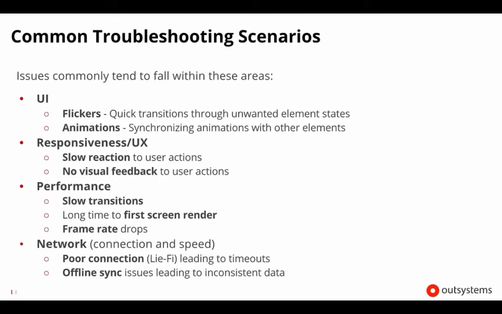Also, it's no surprise that the issues we come across in app development tend to fall within these very same areas. UI, we often run into flickers and animation issues. Responsiveness issues like slow reaction to user actions or no visual feedback. Performance issues like slow transitions, long time to first screen render, or frame rate drops. Also network issues, poor connection, offline sync issues leading to inconsistent data.